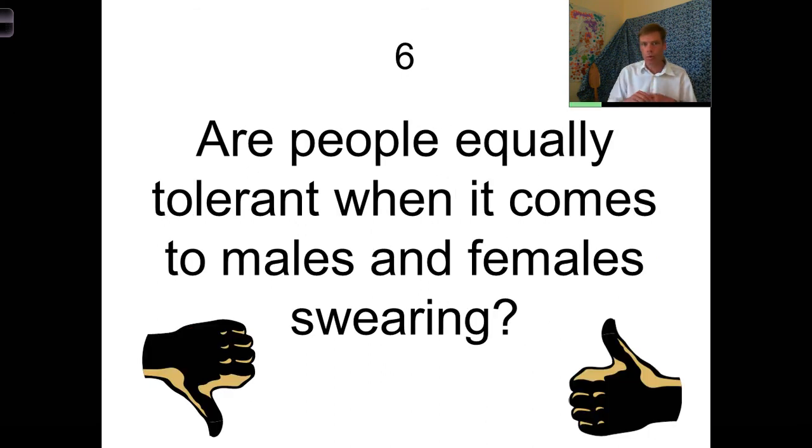The last one that we'll think about is, are people equally tolerant when it comes to males and females swearing? And again, I think that most of us would probably predict that men are sort of seen as being, it's more acceptable, I should say, that men swear than it is for women to swear. And that is that when women swear, people look down on that more. They're less tolerant of it.